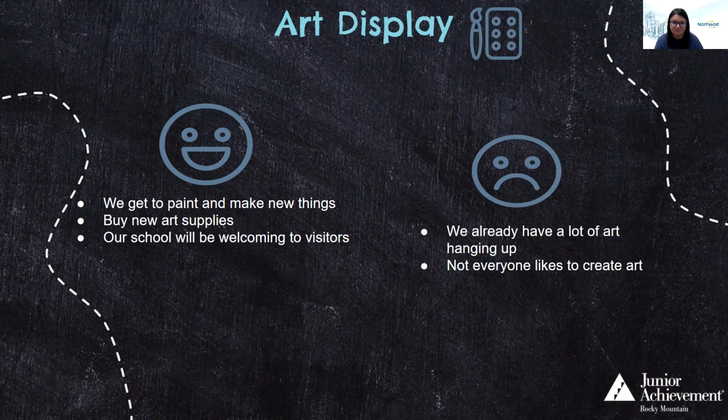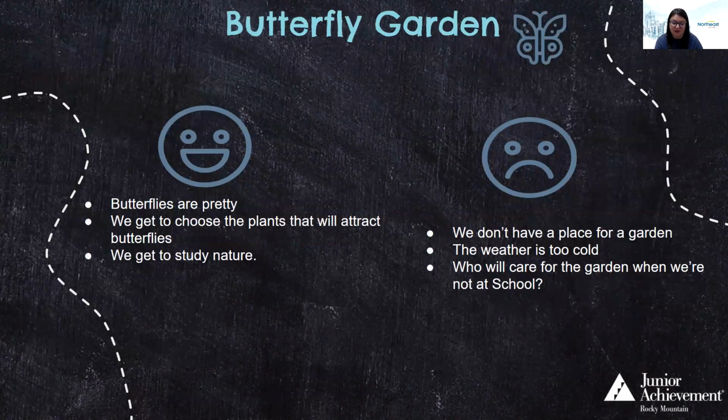And now the butterfly garden. The advantages of a butterfly garden are butterflies are pretty, we get to choose the plants that will attract butterflies, and we get to study nature. And the disadvantages of planting a butterfly garden is we don't have a place for a garden, the weather is too cold, and who will care for the garden while we're not at school?